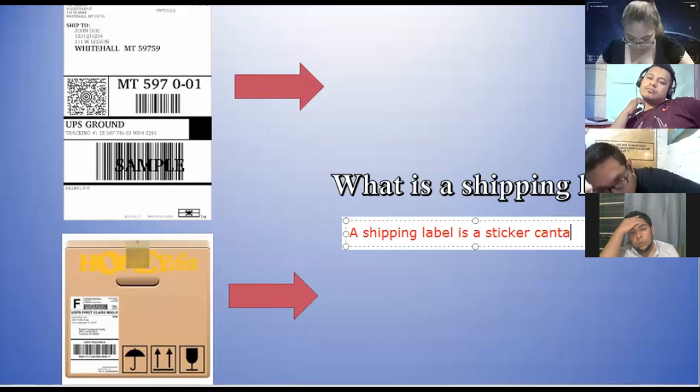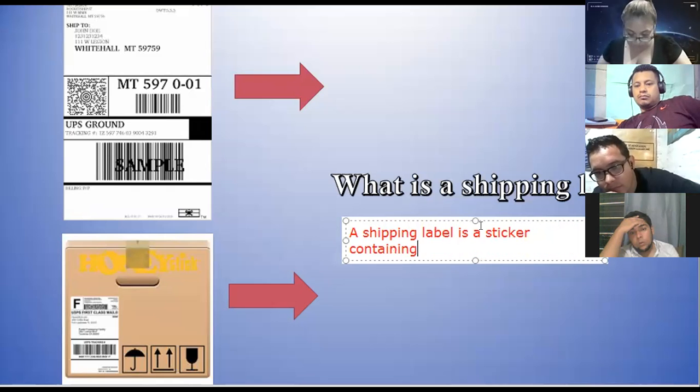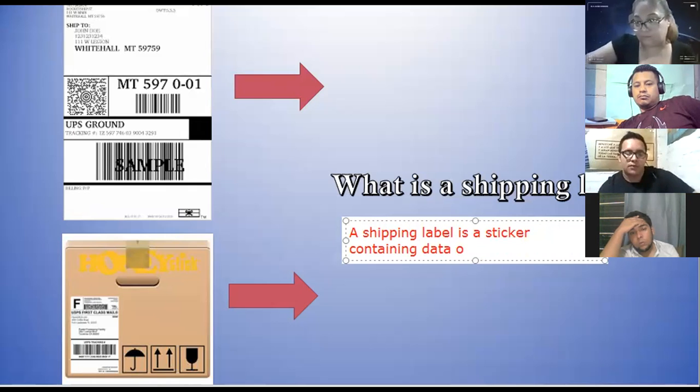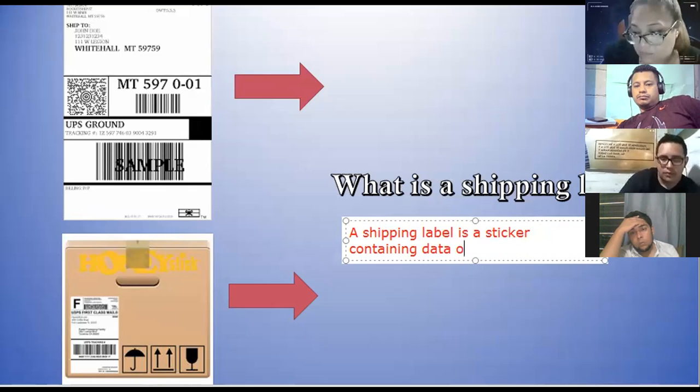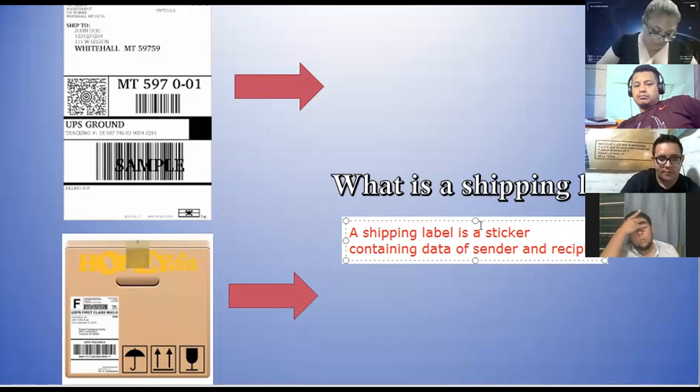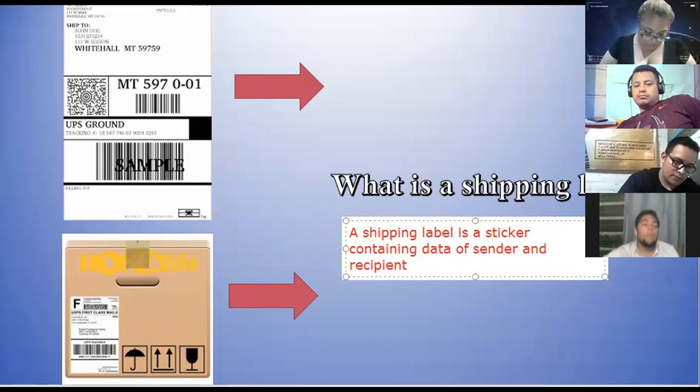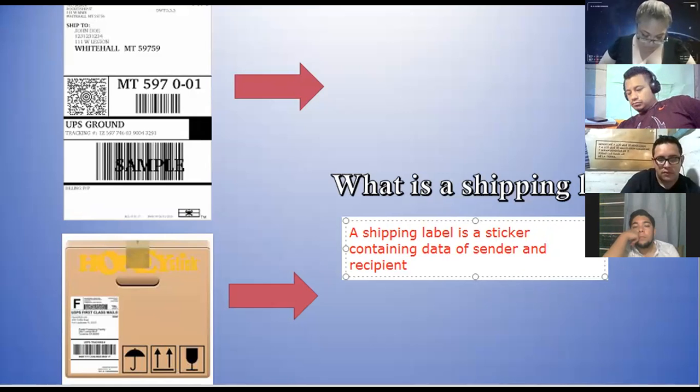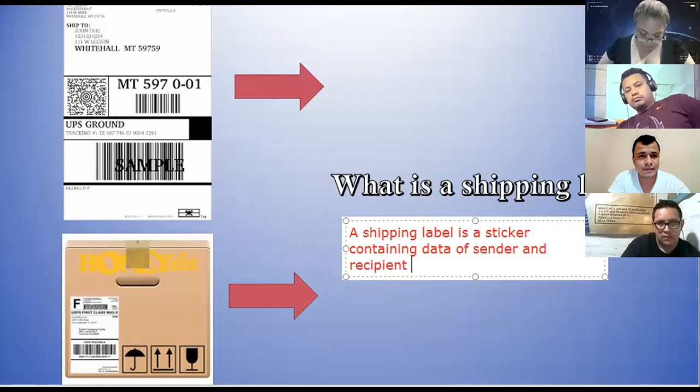Containing data of the sender and the recipient of the shipment. Okay, very good. Containing data of shipper, let's put sender, and recipient. And also some specifications of the product that are in traffic, or in transit. For example, there you can have the name of the product. You can also have the code of products.